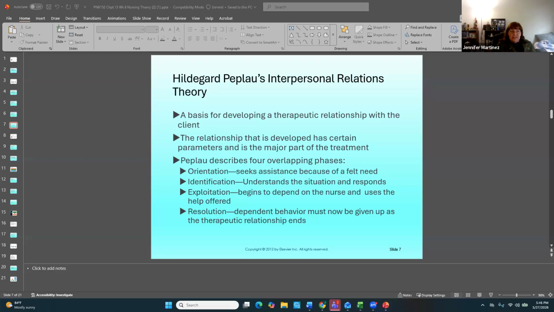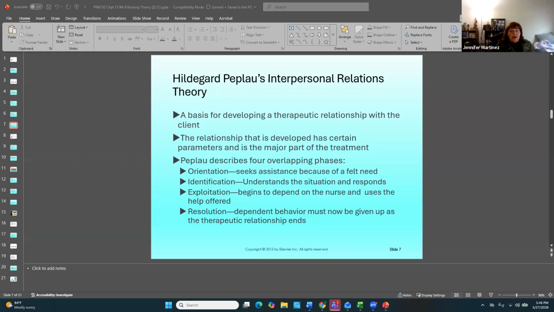There are four phases to her theory. The first one is orientation. The client seeks assistance because of a felt need. They've identified that there's a problem, and the nurse works with the client to help them recognize what the problem is.